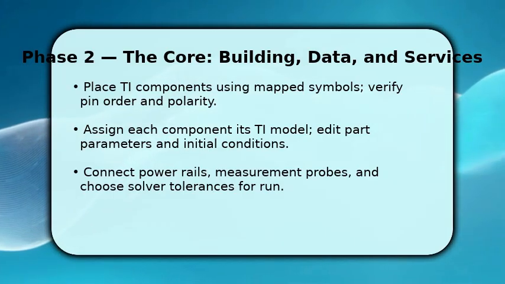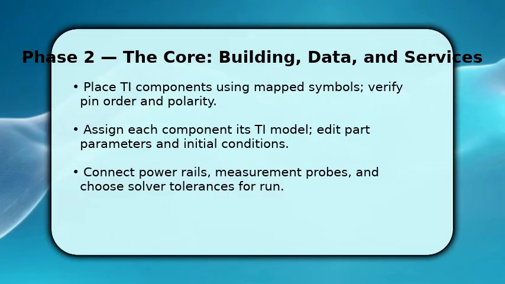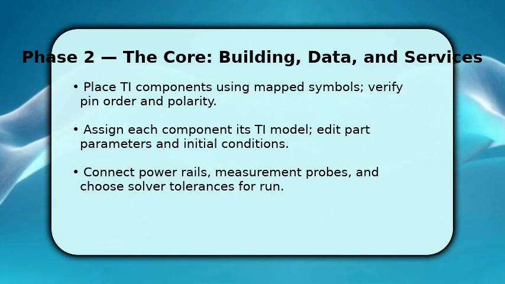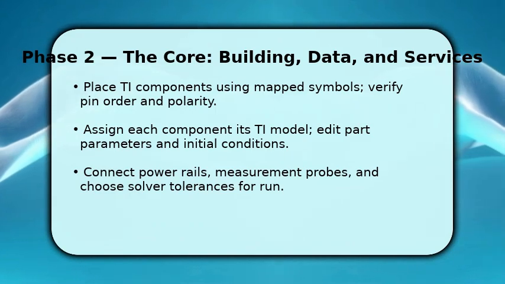After that, attach power rails and probes and set solver tolerances. Tighter tolerances improve fidelity but increase runtime. If the design uses SPICE directives, place them neatly and recheck net names before running.